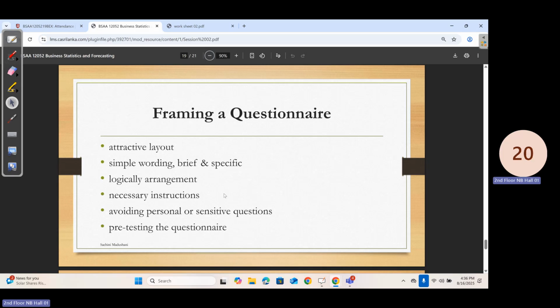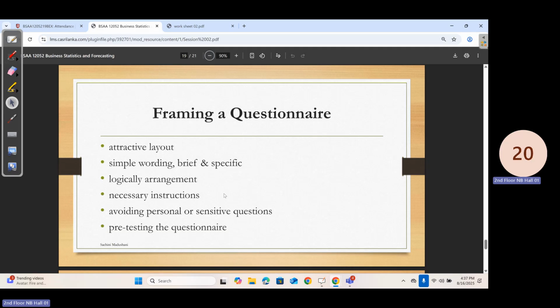Next one is pre-testing the questionnaire. It means you finalize your questionnaire before distributing it to your respondents. Before that, you need to check whether your questionnaire is okay or not. How can we check? We can distribute the questionnaire to a neighbor or a friend and collect the answers from them. Then you can get an idea about whether your questionnaire is good or not.